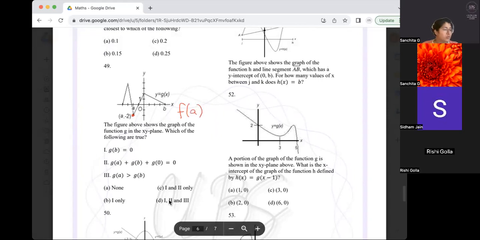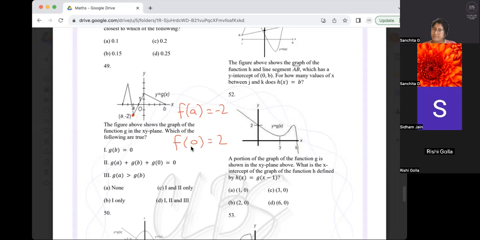So f of a is equal to -2, right? I will look over here. This is f of 0, which is equal to 2. Be very careful. Don't interchange it. F of 0 is equal to 2. Clear, right? Good. Now this one is what?